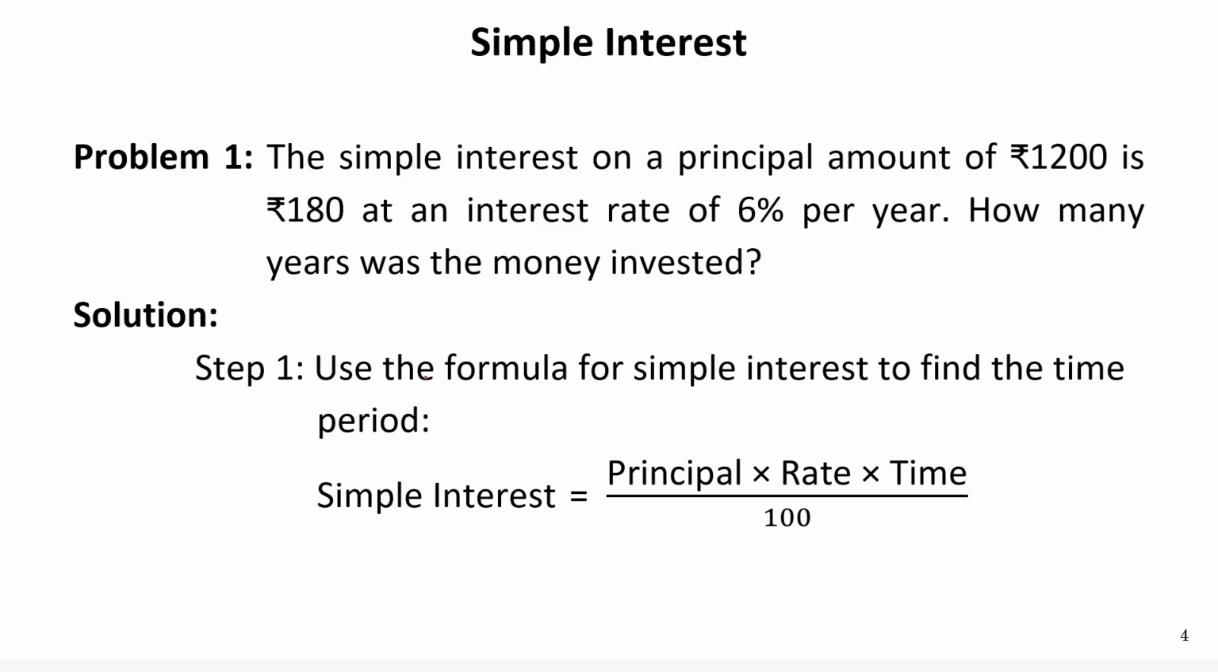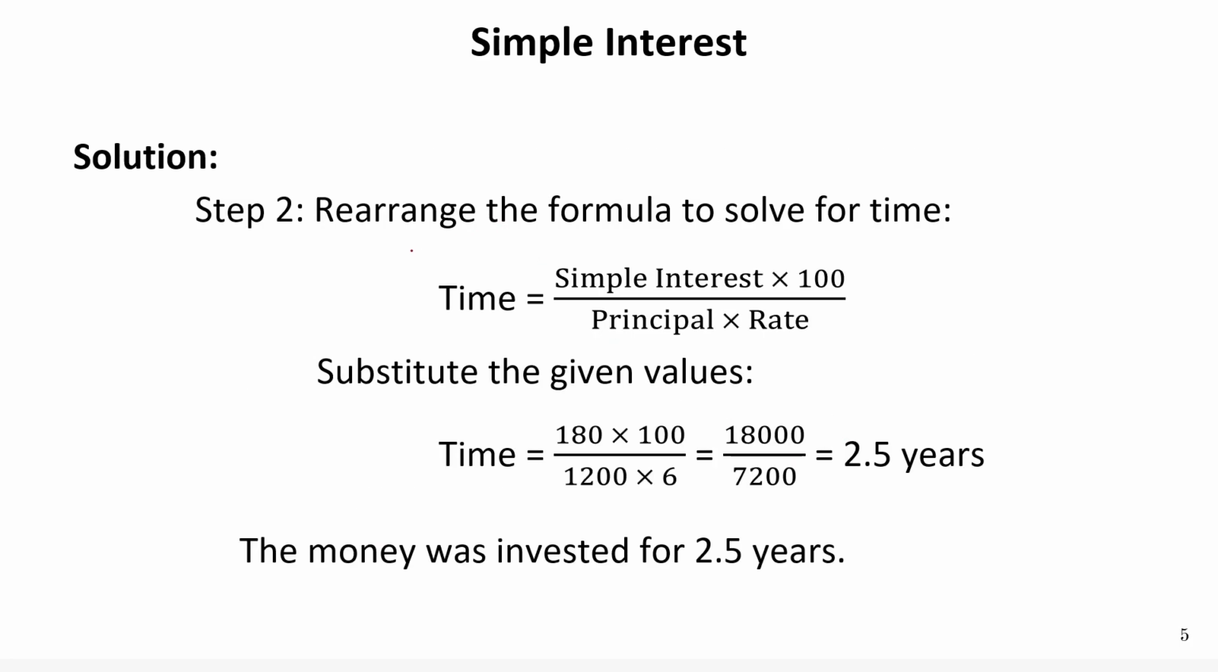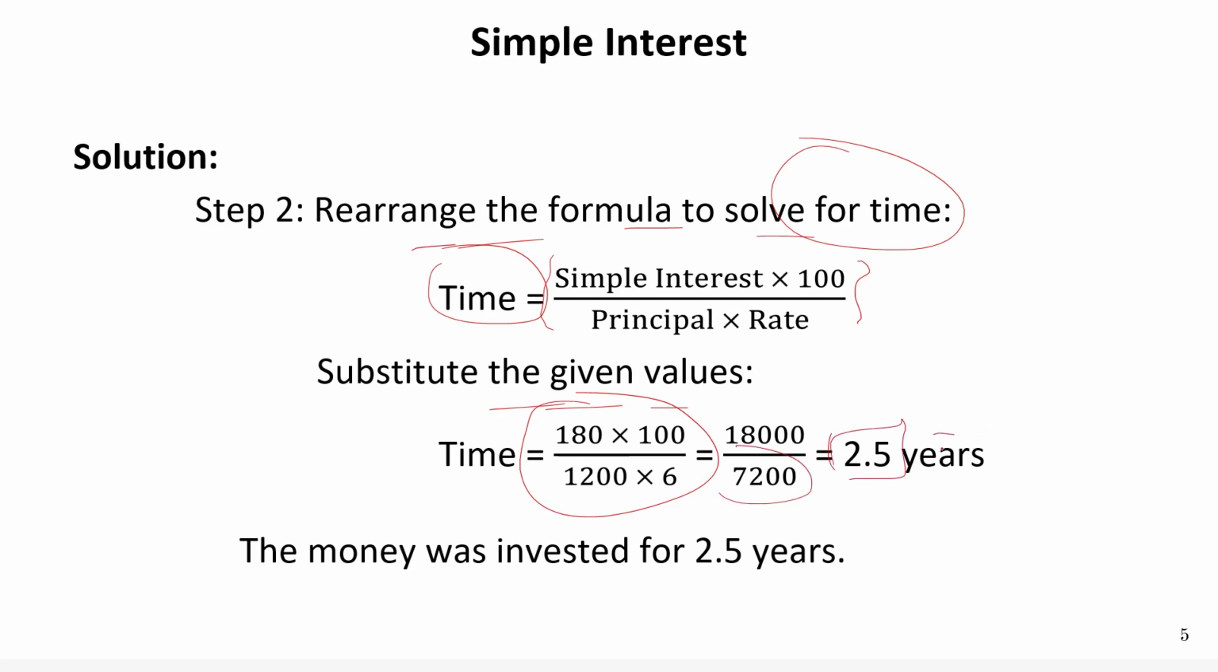So let's see the step-by-step solution. Using the formula, simple interest is equal to principal into rate into time, that is PRT by 100 when the rate is given in percentage terms. Rearranging the formula to solve for time, letting the time go to the left hand side and all the other known terms on the right hand side, and substituting the given values, we get 18,000 by 7200, which is equal to 2.5 years. So the money was invested for 2.5 years. T is equal to 2.5 in this case.